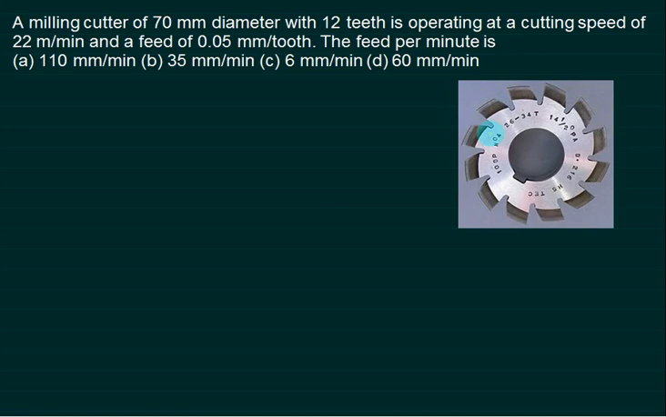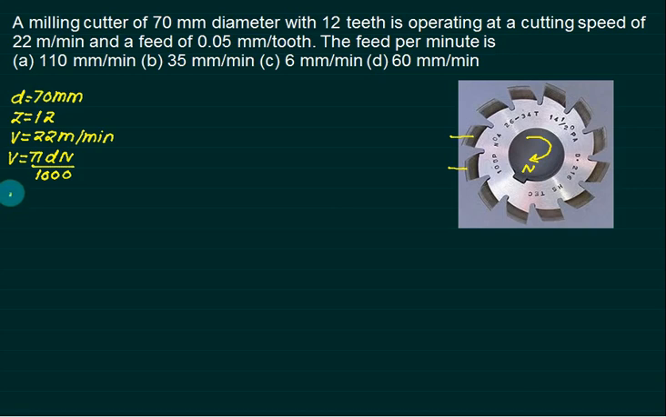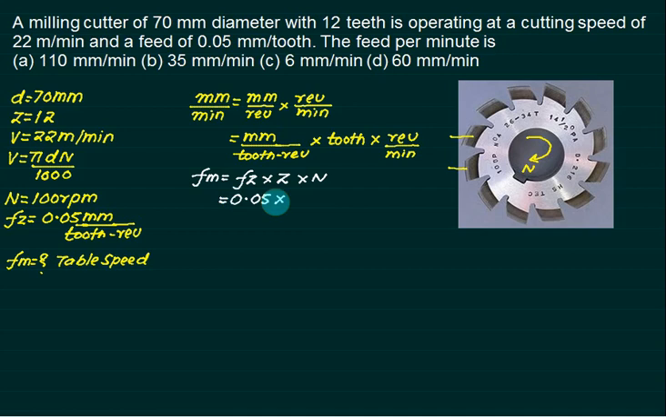In this example we are given a milling cutter of 70 mm diameter. So D is equal to 70 mm, Z equal to 12, cutting speed is 22 meters per minute, V is given by pi D N. We can put V equal to 22, D equal to 70, and you can get N value of 100 RPM. We are given Fz equal to 0.05. So feed per tooth is given, and we want feed per minute, that is Fm. Fm is given by Fz into Z into N. Fz is 0.05, Z is 12, N is 100. So we get Fm equal to 60 mm per minute.